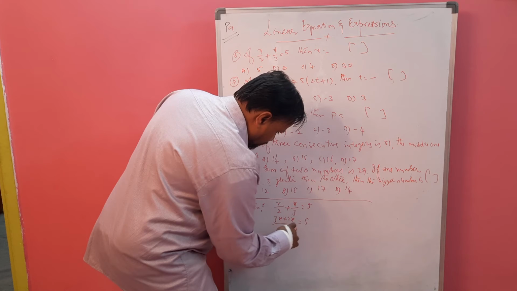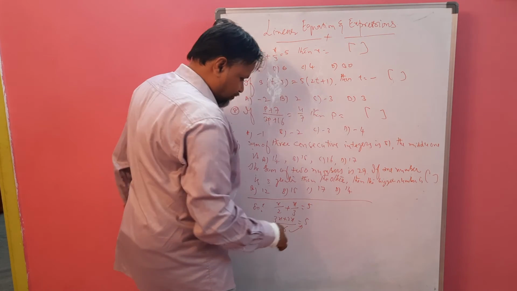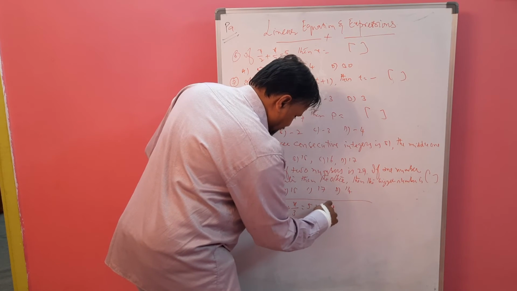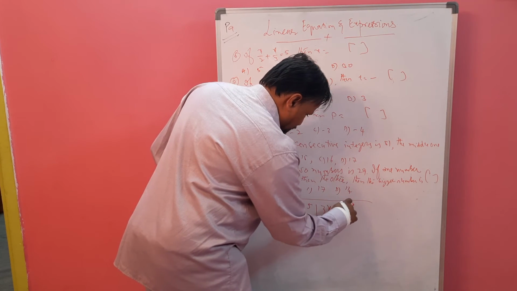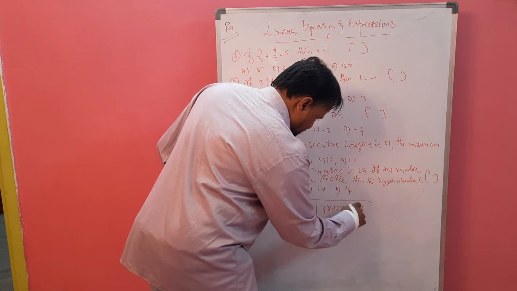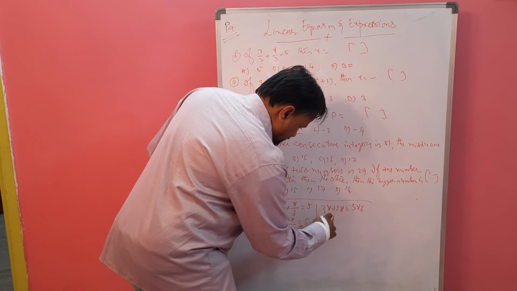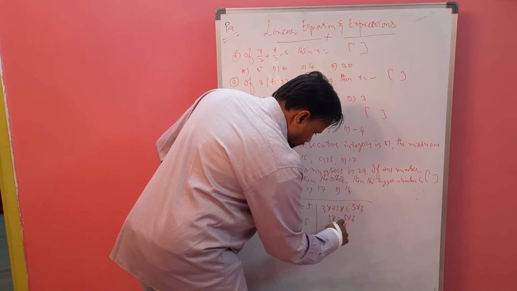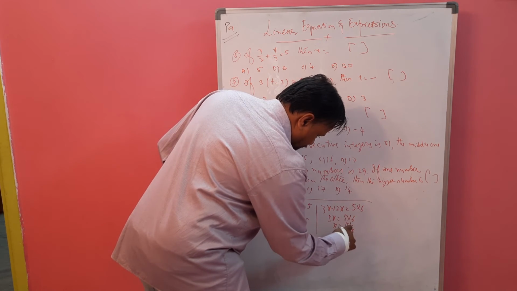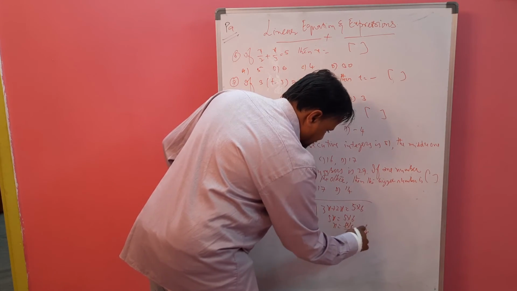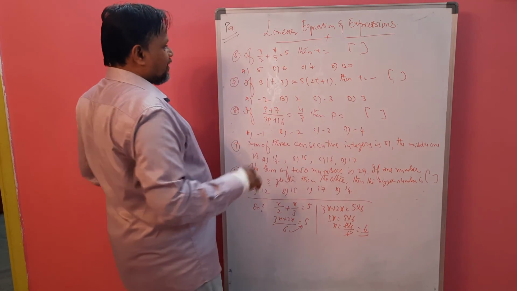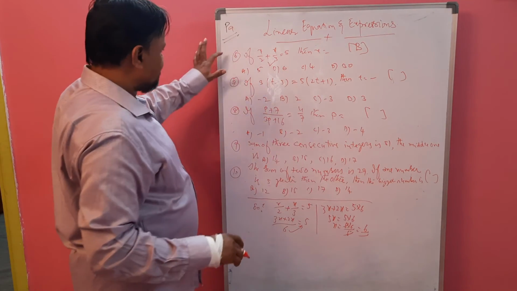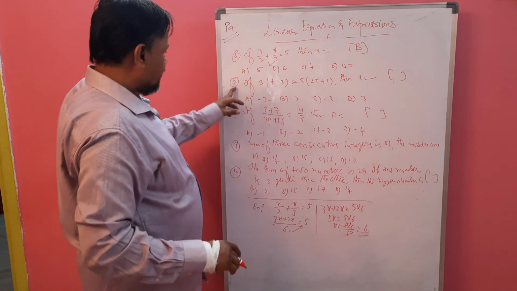Now move this number, the denominator. When moved to the left side, it is in multiplication form. That is 3x plus 2x equal to 5 into 6. So this is 5x equal to 5 into 6. x equal to 5 into 6 by 5. The 5 gets cancelled, and you will get x as 6. So where is that? Option B. B is your solution for question 6. Now question 7.